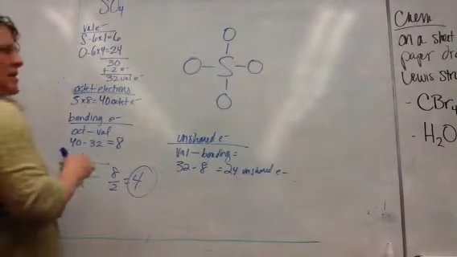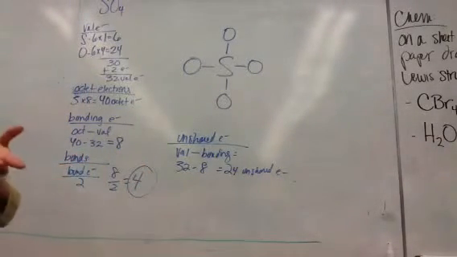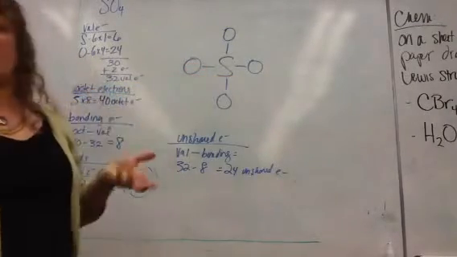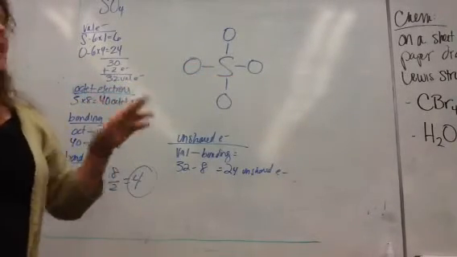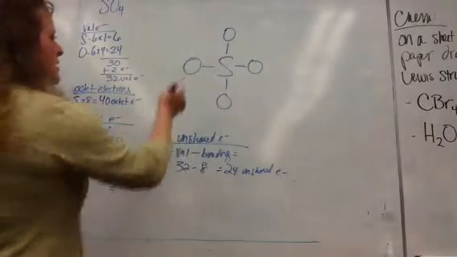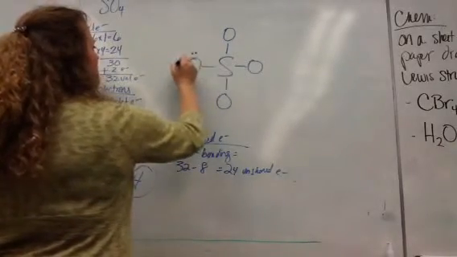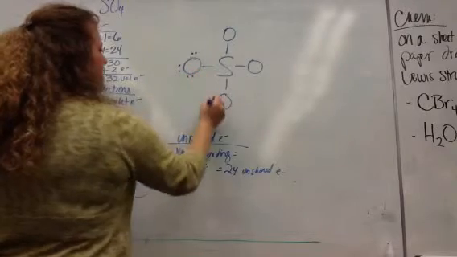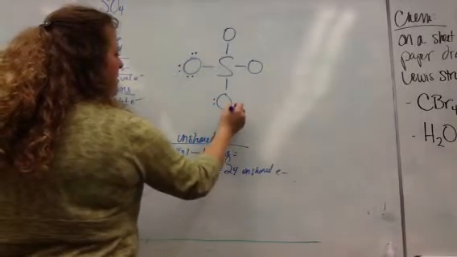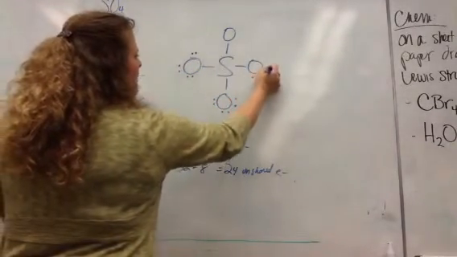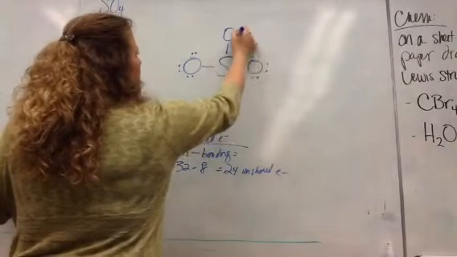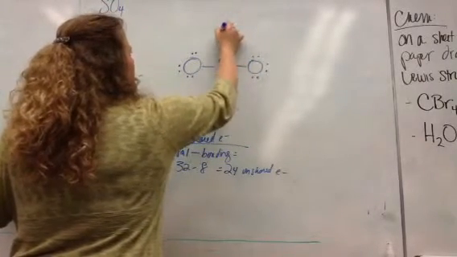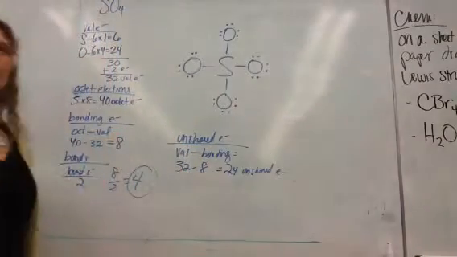Okay, so let's start placing them. Where would we typically place electrons? Can sulfur take anything? No. Sulfur's full. It's got an octet. So we're going to look at all these oxygens. So start placing. 2, 4, 6, 8, 10, 12, 14, 16, 18, 20, 22, 24. What do you know?